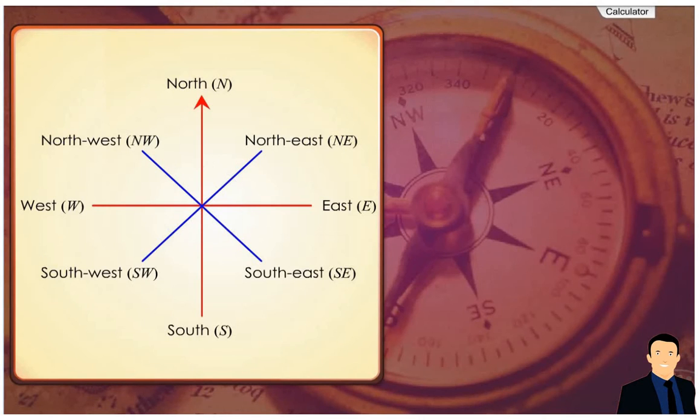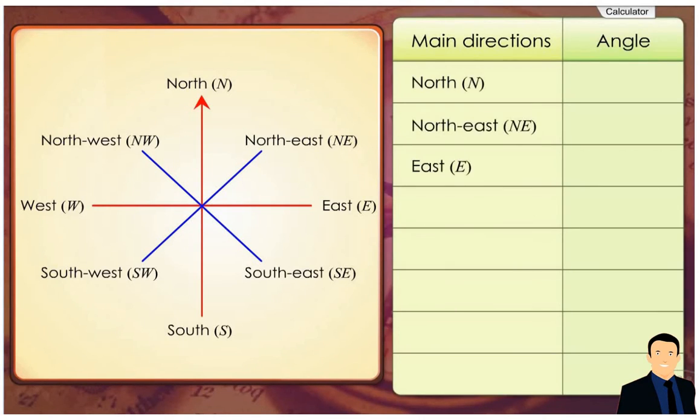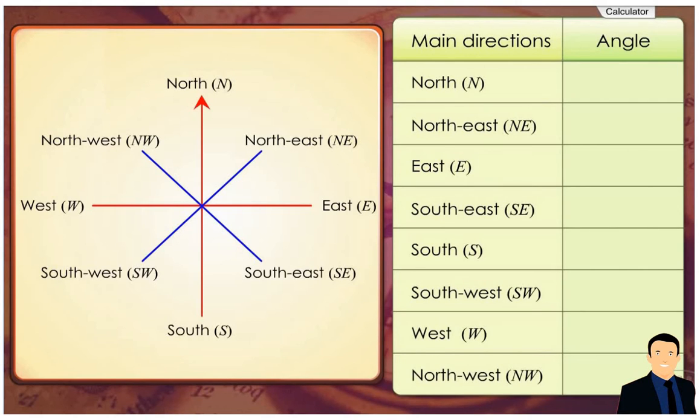Now, let's complete this table by stating the angle for each cardinal point. Why don't you try it first? Let's start with the north. As all the angles start from the north, the angle for north is 0 degrees or 360 degrees. The angle for northeast measures 45 degrees. East is 90 degrees from the north.